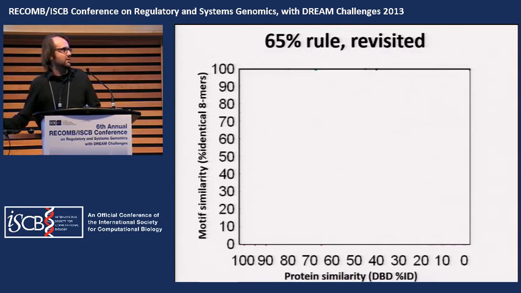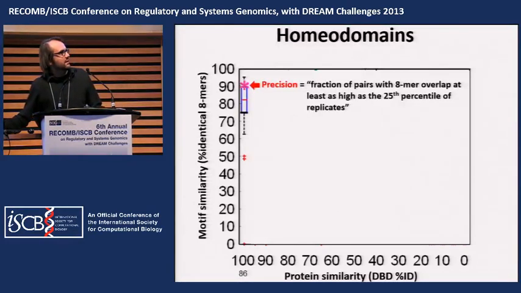And in this case, I'm going to show you what percentage of your strongly bound 8-mers are identical. So for homeodomains, I'm showing you one bin at a time. Looking just at the 100 bin, these stars are going to indicate the precision, which is essentially what fraction of the protein pairs in that bin are as good or better than most experimental replicates.